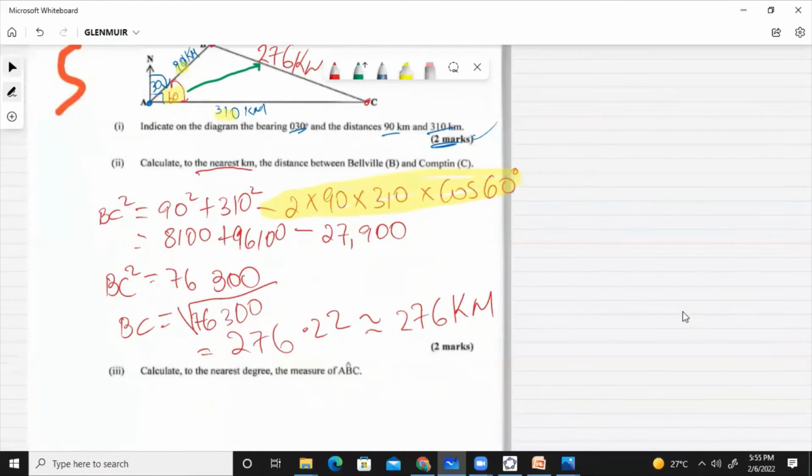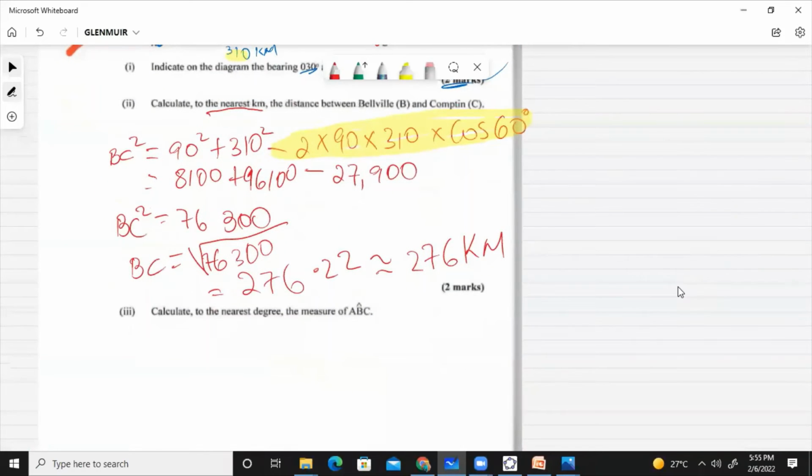All right, so that's that right there. You're looking at it. The cosine rule is being overused. Normally it's cosine then sine, or sine then cosine. So I assume we're going to use the sine rule now. Watch this. Let's go. Calculate to the nearest degree.